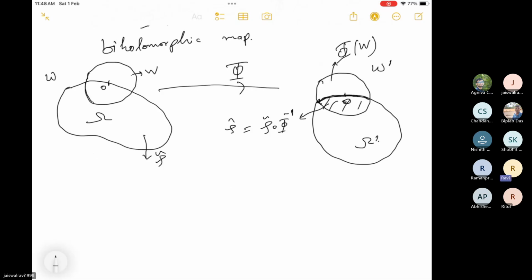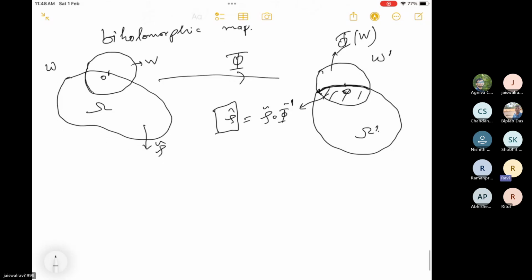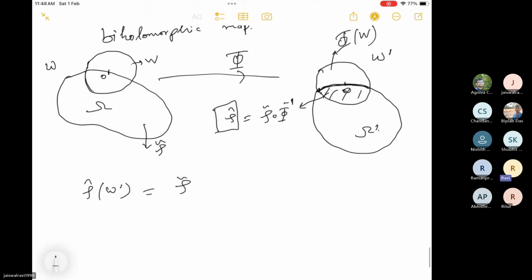Okay. So now we have to prove that this omega prime is strongly convex. That means if we can prove that the real Hessian of rho hat is positive, then we are done. So now we have to rigorously find the formula of rho hat. So let us see. rho hat of W prime is nothing but rho composed with phi inverse of W prime.